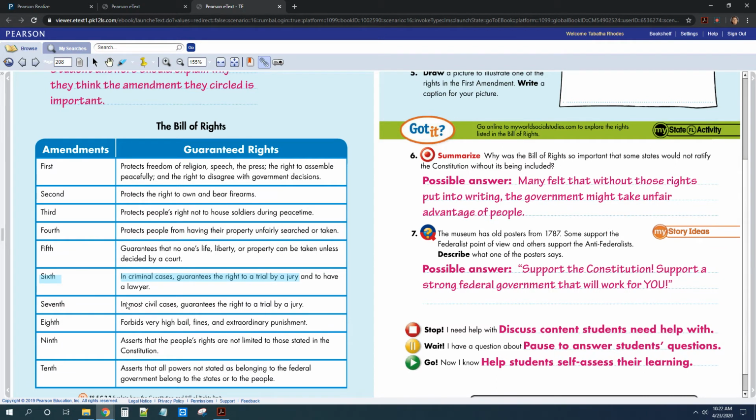You do need to know what the Sixth Amendment is for your quiz. That's why I highlighted it. So the Sixth Amendment makes sure that you have a right to a trial by jury. So a trial by jury means that there's going to be a group of your peers that listen to your trial, and then they vote and decide on whether you're innocent or guilty. So that is one of our rights as American citizens, that you have a right to a trial by jury. So make sure you know the Sixth Amendment. That's the last thing on your quiz.